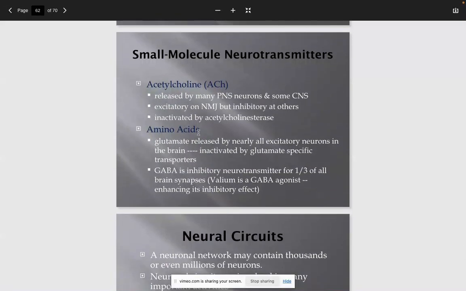Some of these amino acids are going to have specific transporters. This is a cool note: Valium is a GABA agonist. Valium is a medication called a benzodiazepine, or benzo. There are many different reasons to prescribe it. Panic disorder is one of those clinical implications in which you'll prescribe Valium. It's abused on the street, but it's due to this GABA activity. Valium is a GABA agonist. This means that it works on the GABA receptor, enhancing its inhibitory effect.